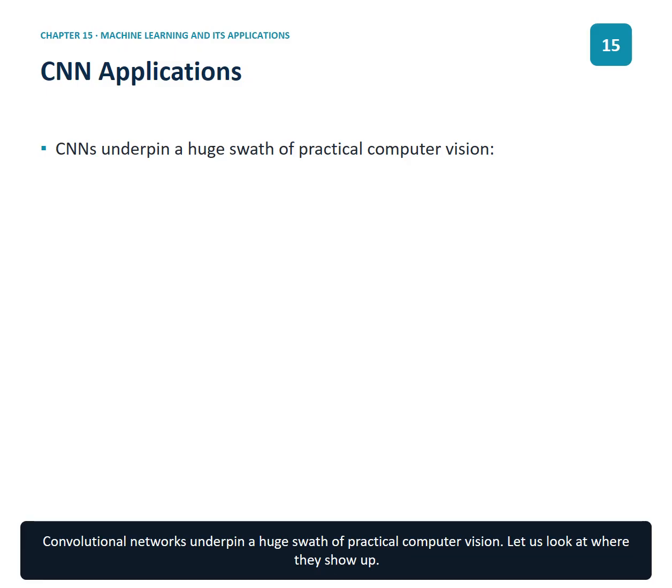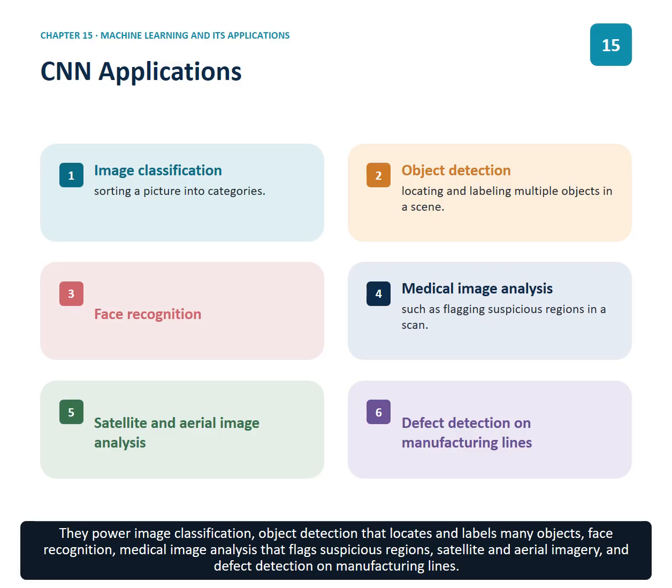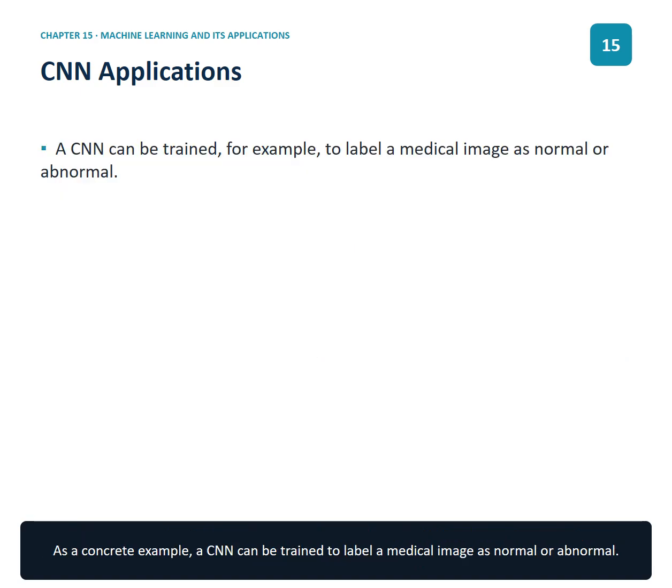Let us look at where they show up. They power image classification, object detection that locates and labels many objects, face recognition, medical image analysis that flags suspicious regions, satellite and aerial imagery, and defect detection on manufacturing lines. As a concrete example, a CNN can be trained to label a medical image as normal or abnormal.